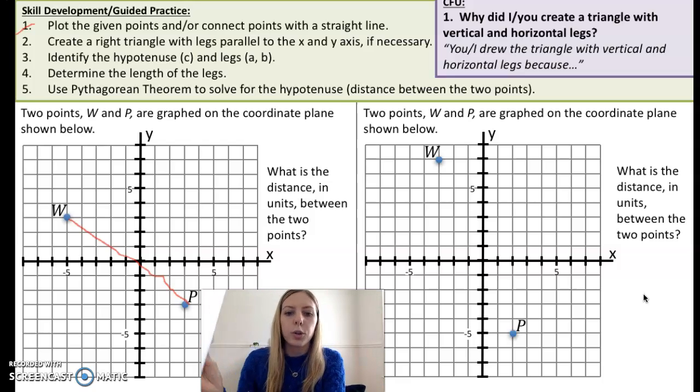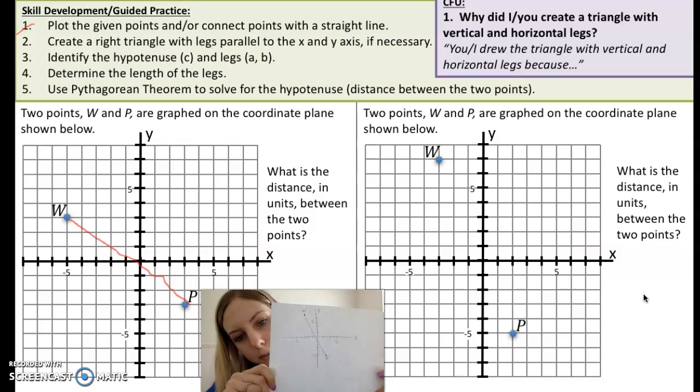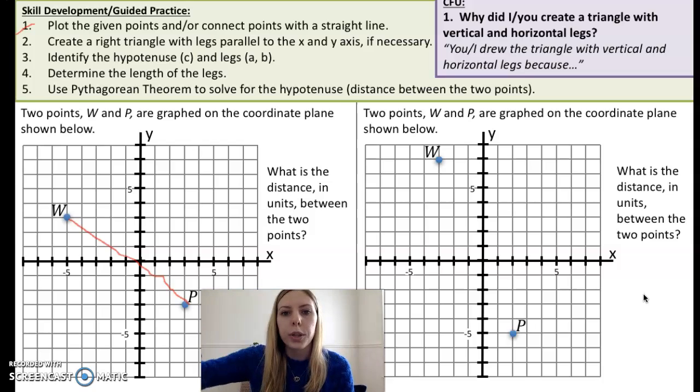Okay, so now you should have your graph with W and P connected with a straight line. Okay, we're going to move on.